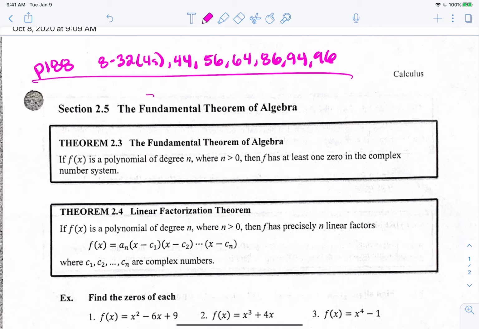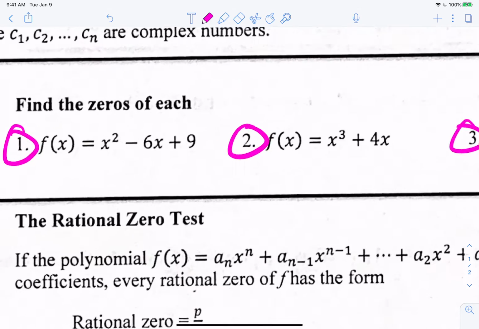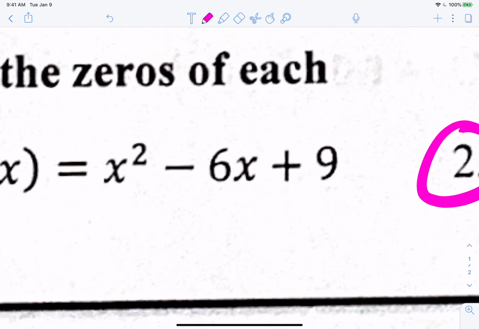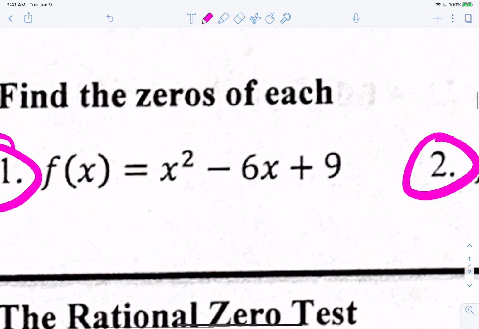Fundamental theorem of algebra sounds like a really, really big deal. Are you ready for what the fundamental theorem of algebra says? Let's do one of these down here: example 1, example 2, example 3. If I graph those, how many places should this first one cross the x-axis at maximum? I look at the degree. 2. He could cross a maximum of 2 times.